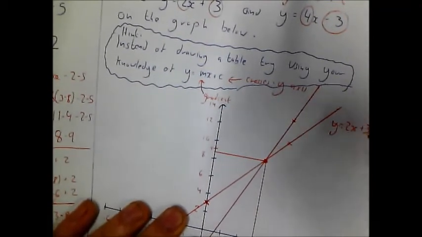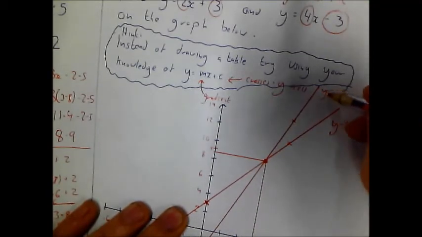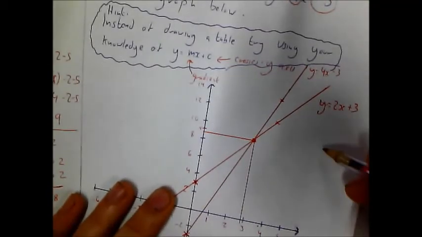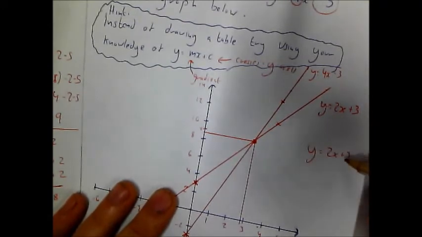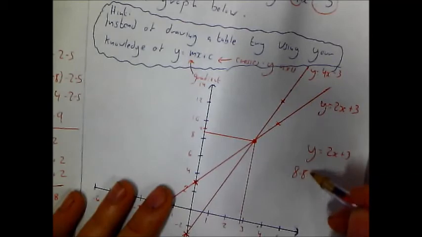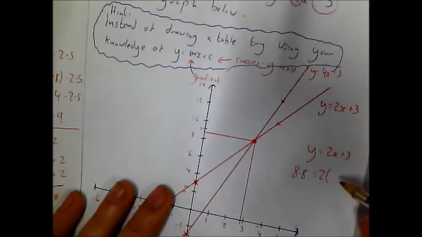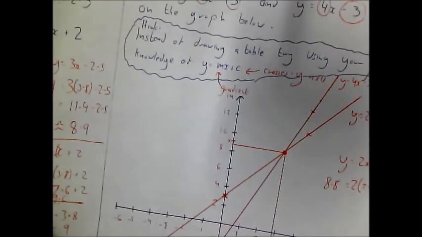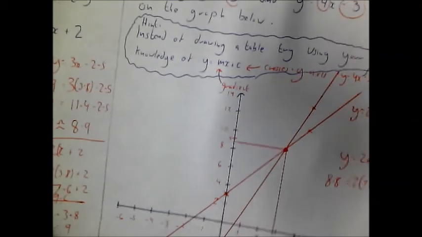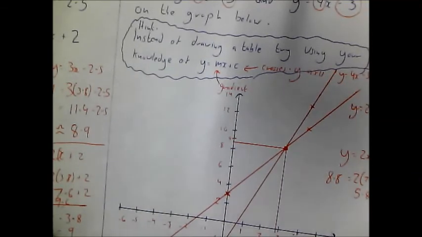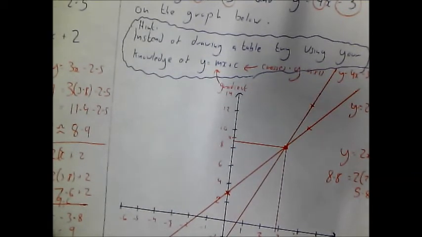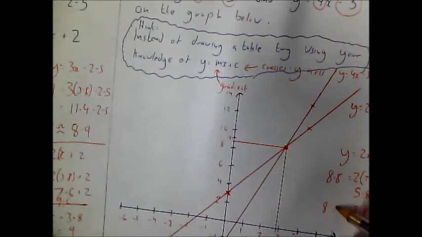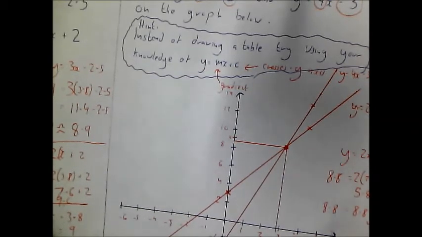So I have y equals 2x plus 3 and y equals 4x minus 3. So now let's check with substitution. So 8.8 equals 2 lots of 2.9 plus 3. So 2 lots of 2.9 is 5.8. So plus 3 is going to be 8.8. Oh, look at that, I'm spot on. So that is perfect. That one's spot on.